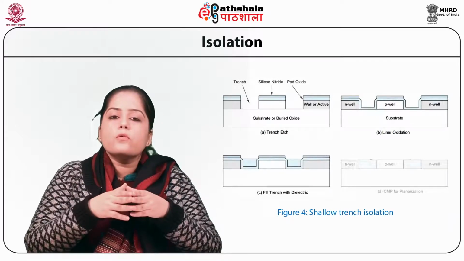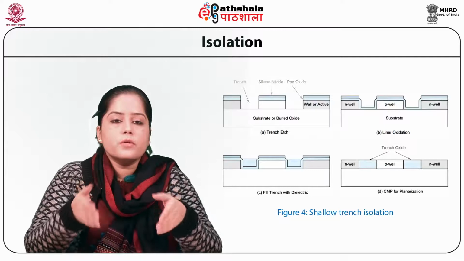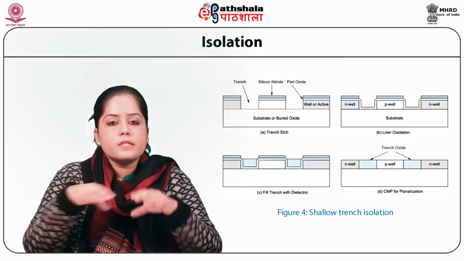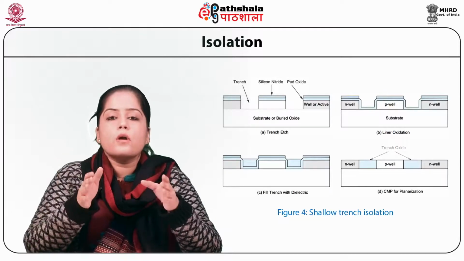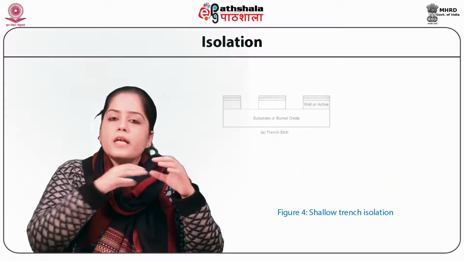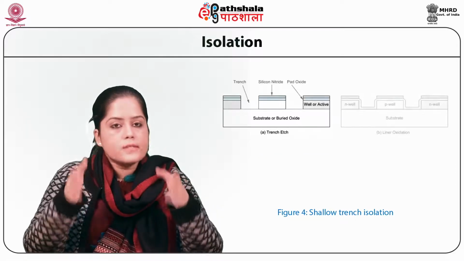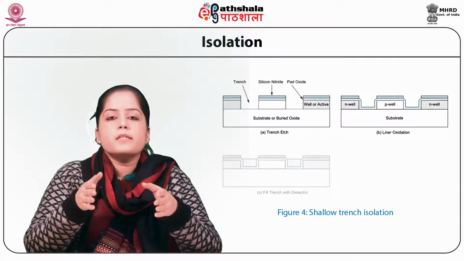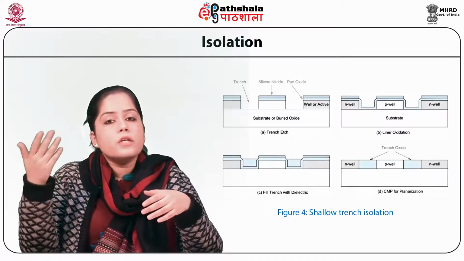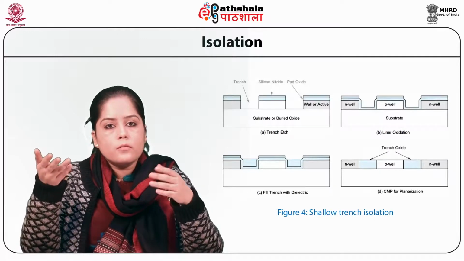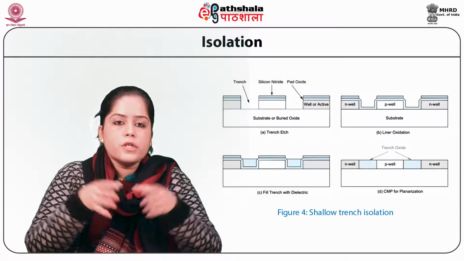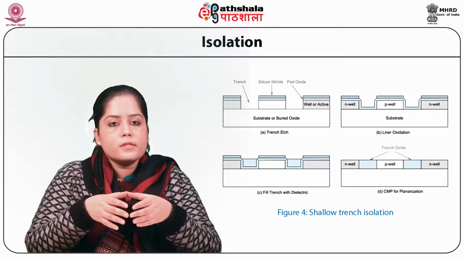A problem with LOCOS-based processes is the transition between thick and thin oxide, which extends some distance laterally to form a so-called bird's beak. The lateral distance is proportional to the oxide thickness, which limits the packing density of the transistors. Starting around 0.35 micron, shallow trench isolation, STI, was introduced to avoid the problem with LOCOS.